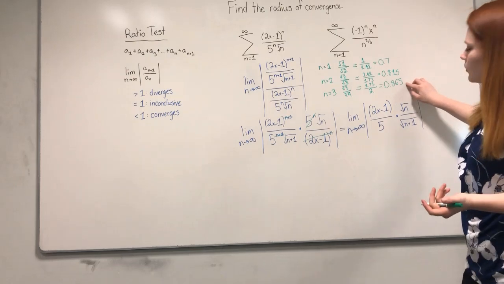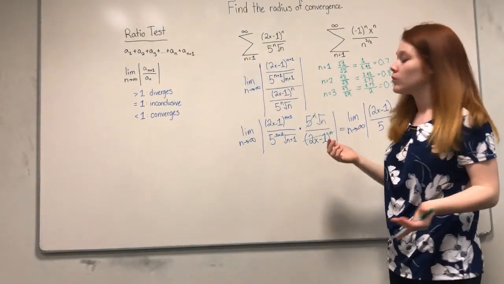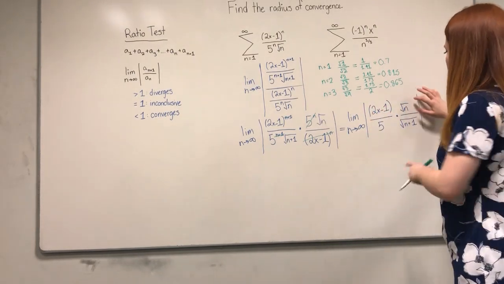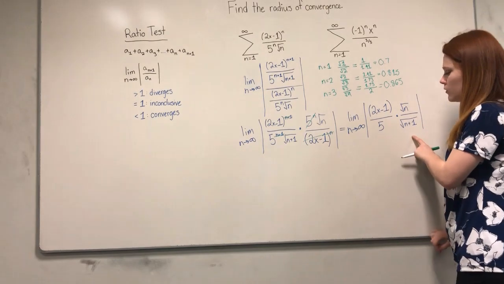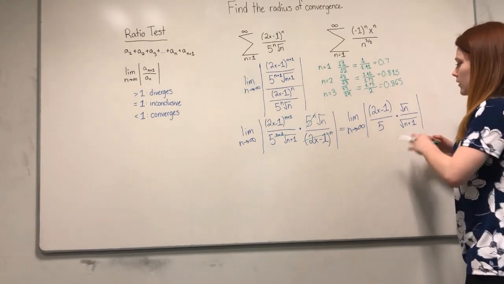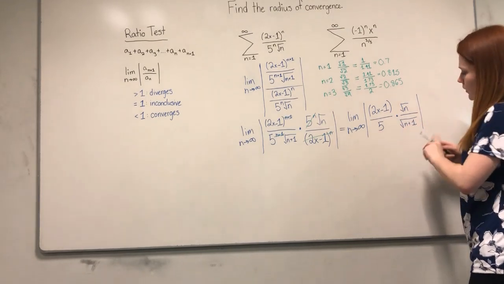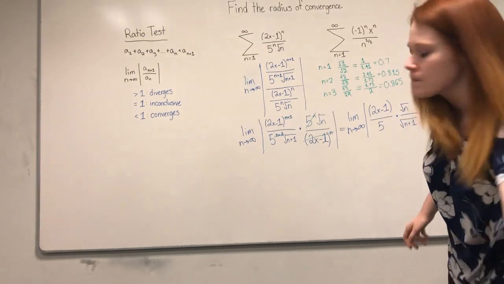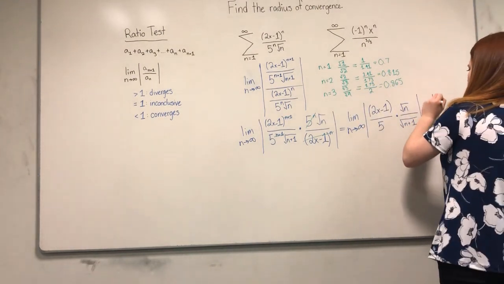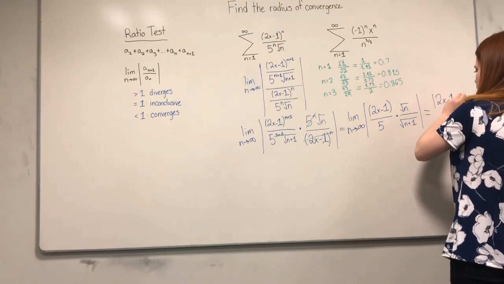what are all these decimals going to? They're all going to 1. So the limit as n goes to infinity of square root of n over square root of n plus 1 is equal to 1. And so if this is equal to 1, then the limit of this thing is just equal to the absolute value of 2x minus 1 over 5.